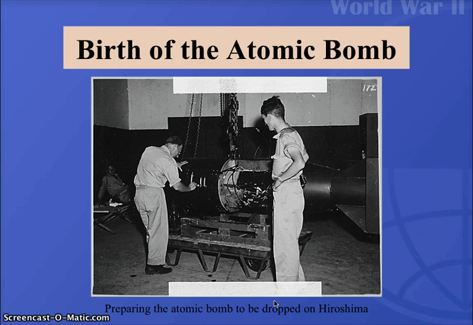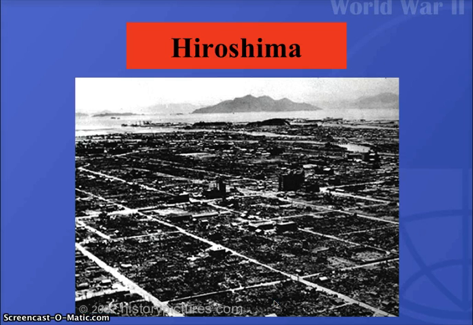On August 6, 1945, the U.S. bomber Enola Gay dropped an atomic bomb on the city of Hiroshima. On August 9th, a second bomb was dropped on the city of Nagasaki. So, here's a picture of Hiroshima, which shows the city after the bomb was dropped.